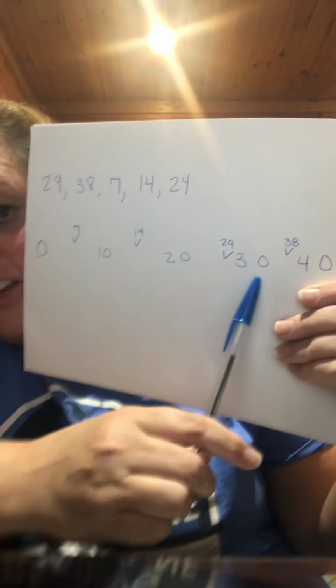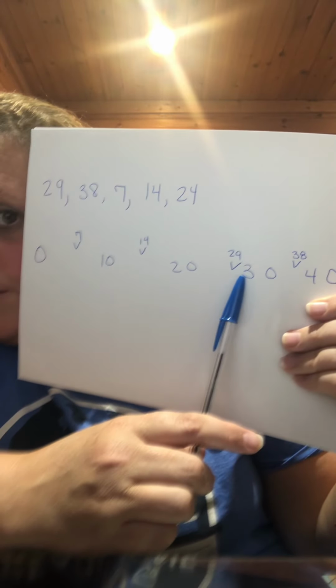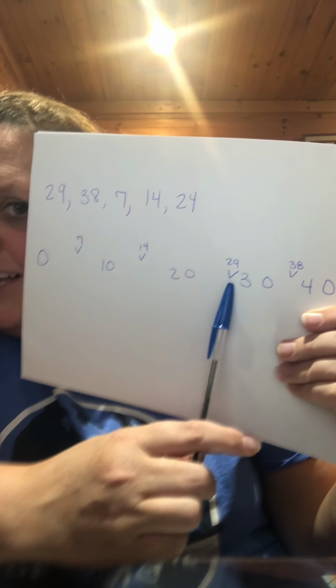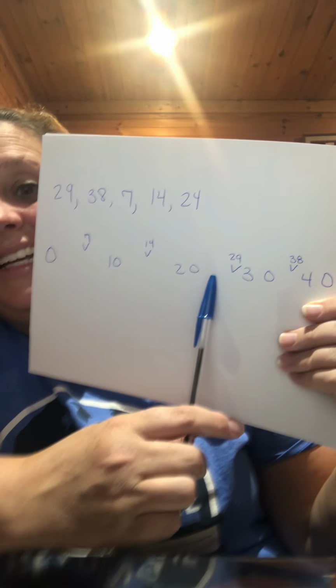Now let's do 7. Where's 7 going to go? Right. It's going to go between the 0 and the 10. And how about 14? Between 10 and 20. And where's 24 going to go? Right. But let's look at 24. We have 20 to 30. We have 29 there already, but where's 24 going to go? It's going to go on this side of 29, right?